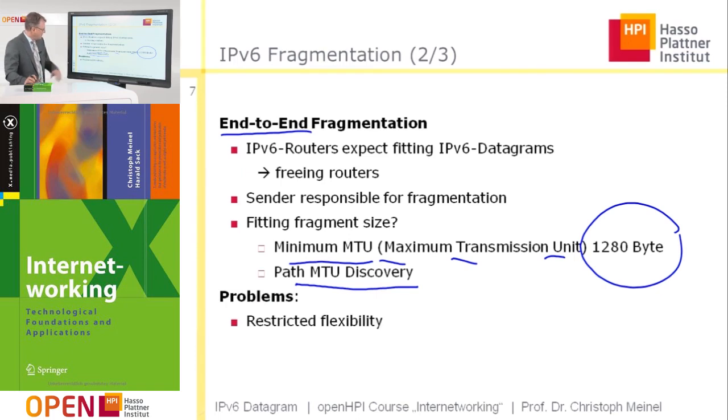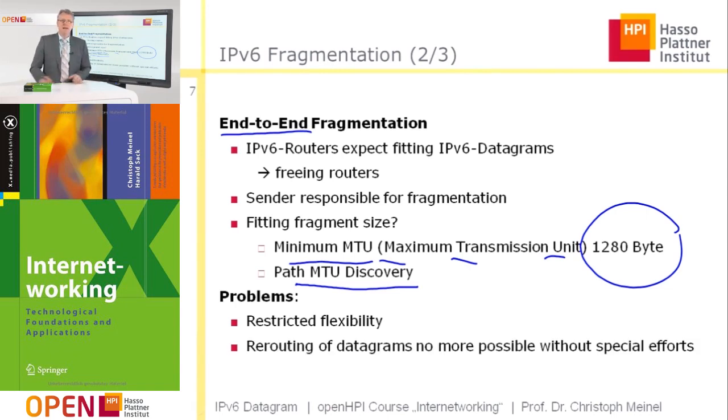What are the problems with this minimum path MTU discovery? Of course, this restricts the flexibility, because if the path MTU is discovered for a certain path and the packet is taking another path, then it may be that on the other path there is a smaller MTU. And the principle that the packets can find their own path through the network was one of the basic things in the IP protocol and IP routing.